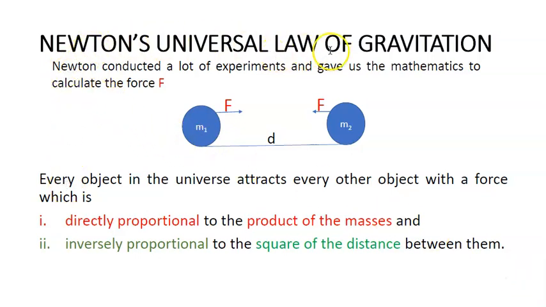So Newton's universal law of gravitation can be stated as: every object in the universe attracts every other object with a force which is directly proportional to the product of the masses and inversely proportional to the square of the distance between them.